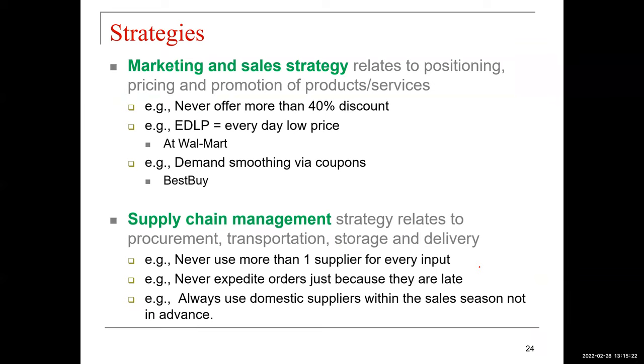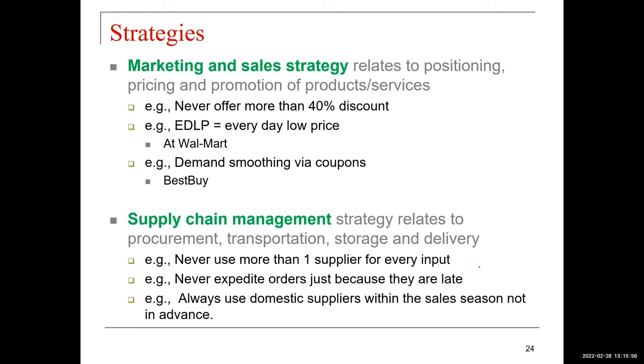Strategies for marketing and sales relate to positioning, pricing, and promotion of products. For example, never offer more than 40% discount. Those are sales strategies. Specifically that number, I don't know why 40% specifically, but I guess it will put into discussion maybe the quality of the product. The everyday low price at Walmart, and demand smoothing via coupons for Best Buy.